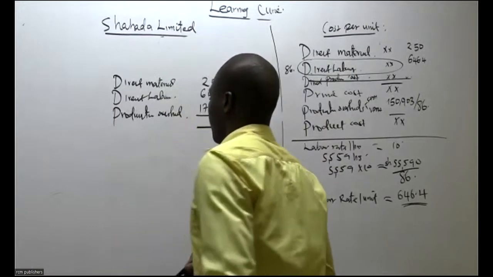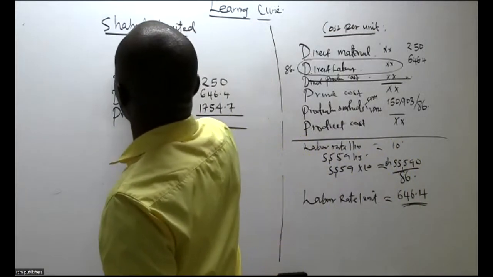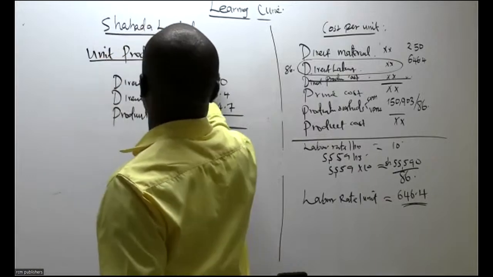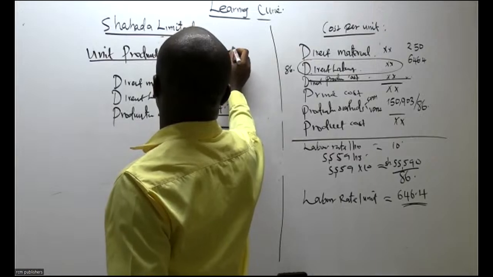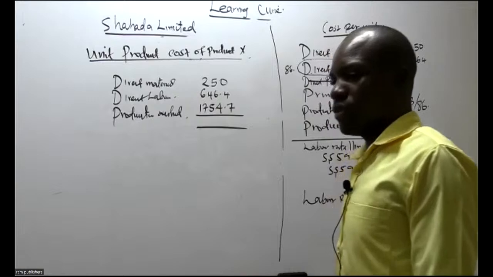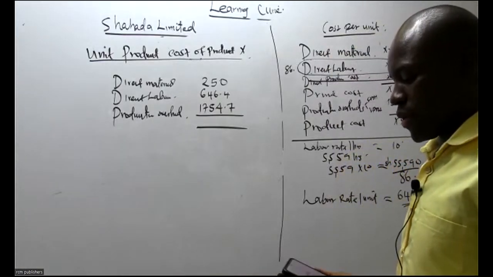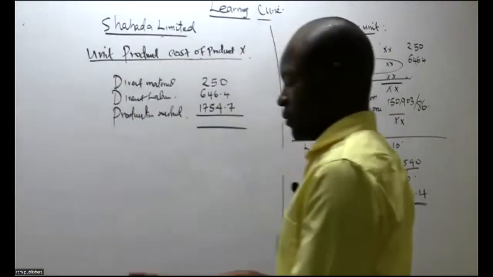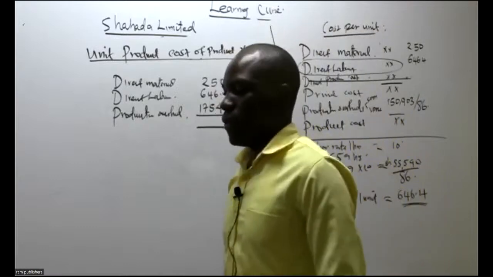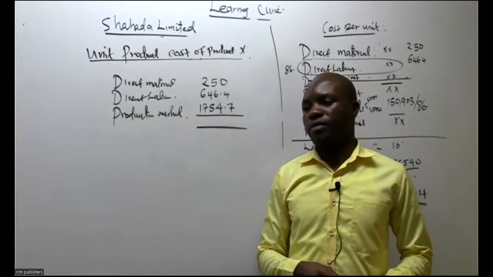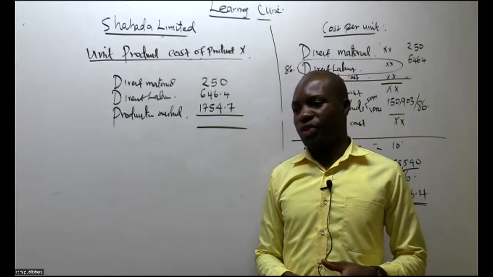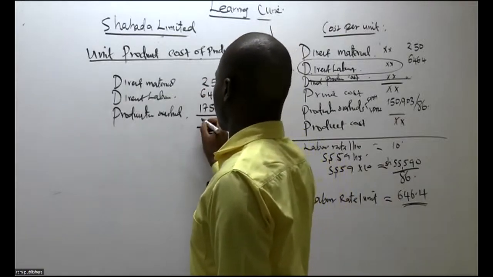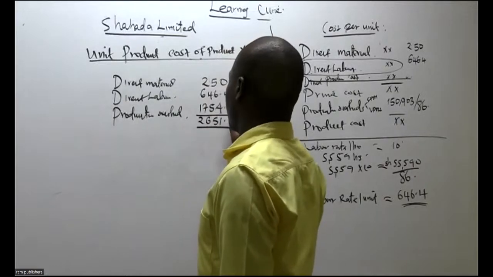When we add all that, what will you have? So just say unit production cost of product X. How much total do we get? Let's add it. What is the total for that particular product? The total for producing that product, how much do we get? 2651.1.